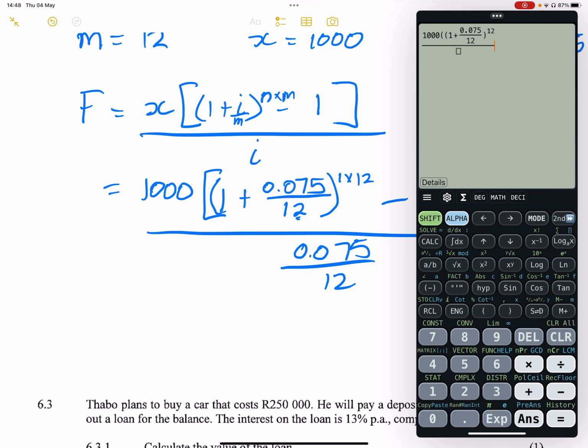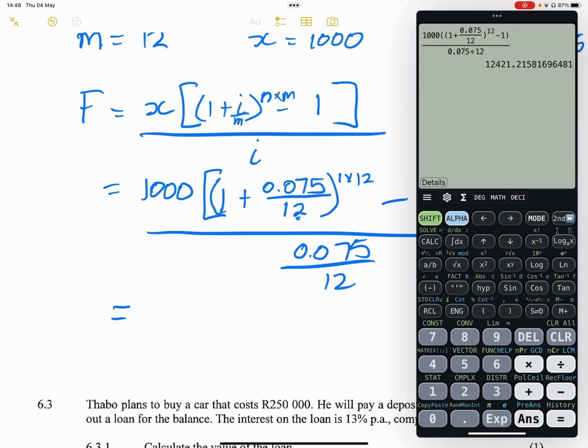I'm trying to fix this thing, and for some odd reason, it's really giving me an issue. Okay, there we go. That's minus 1, and I close that bracket. We need to make sure that we close that bracket. So this is divided by 0.075, but remember, divide that by 12.